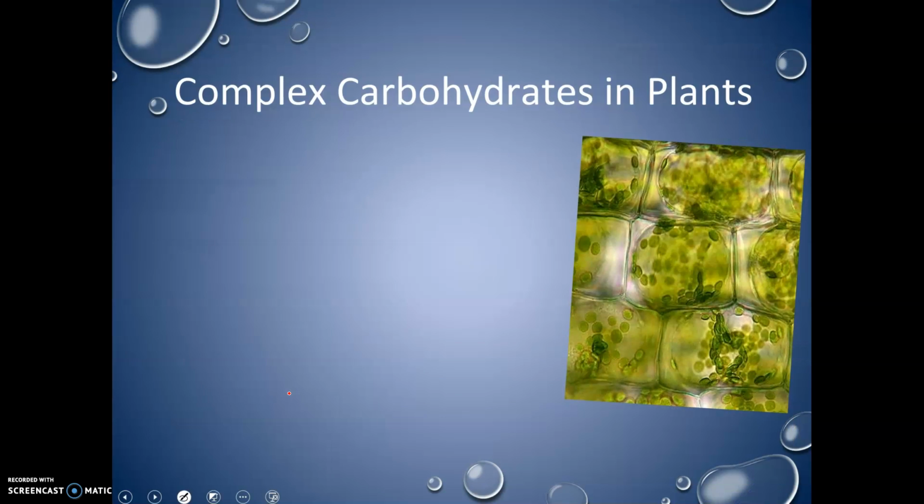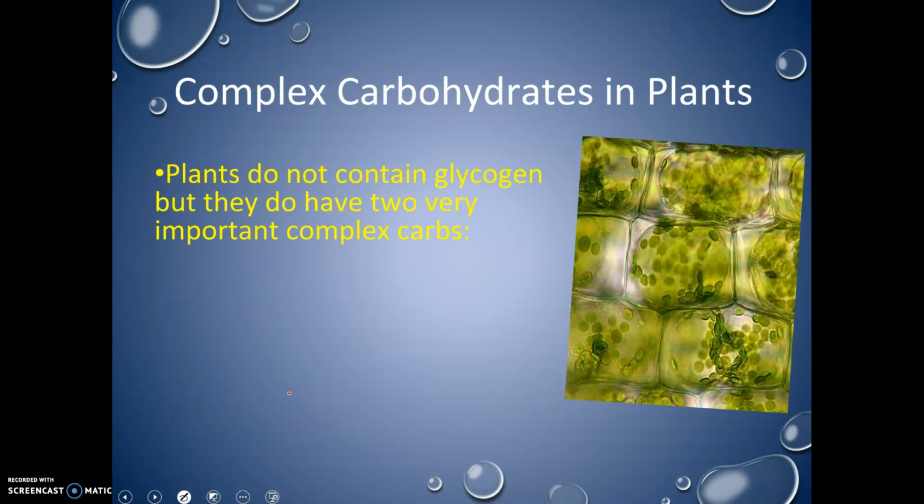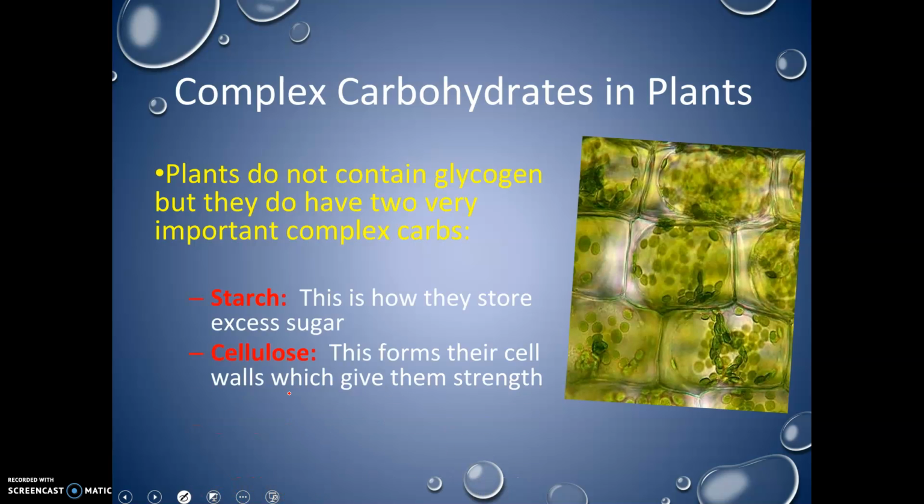Now, plants do not store their energy the same way we do. It turns out they instead store their energy as starch, which, if you looked at its chemical structure, looks very similar to glycogen, but it's not exactly the same. In fact, and this is not on your test, glycogen and starch are actually what are called isomers of each other. An isomer is a molecule that has the same formula, but it has a different structural arrangement.